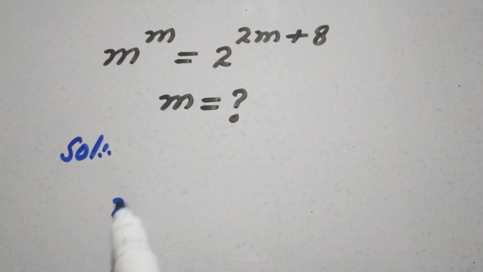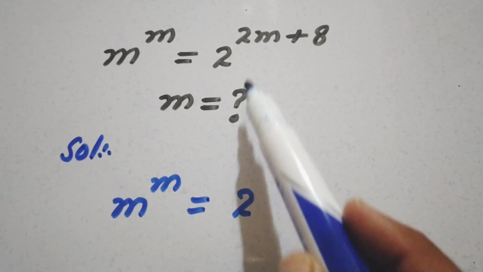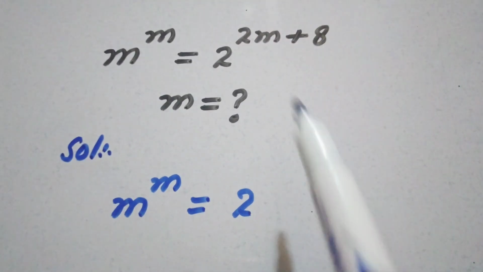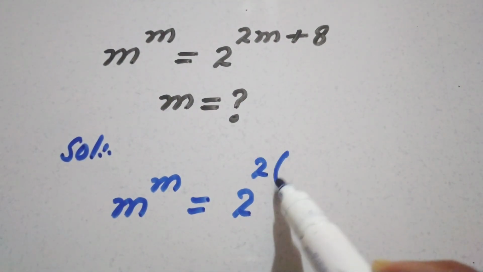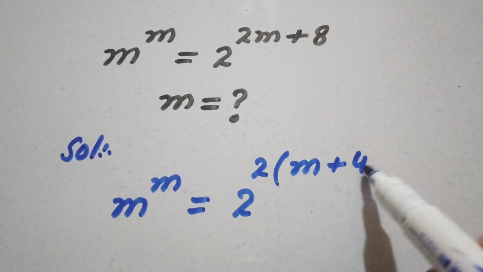First of all, m power m is equal to 2 power 2m plus 8. So take 2 as common from this. Inside the bracket, m plus 2 multiplied by 4 gives us 8.